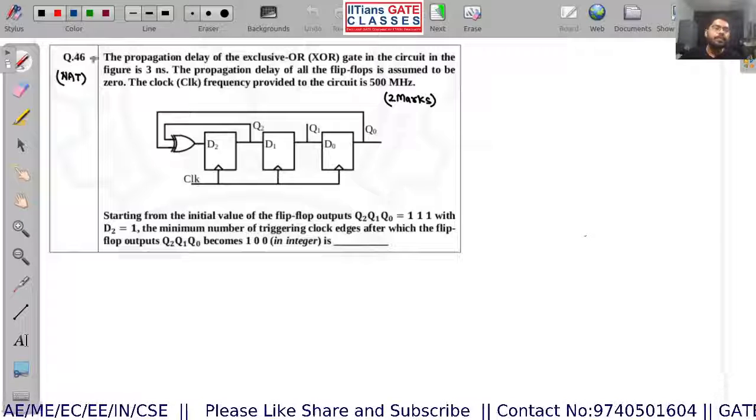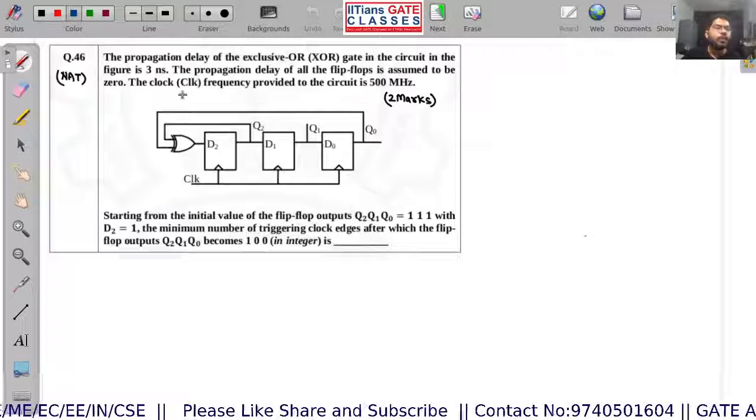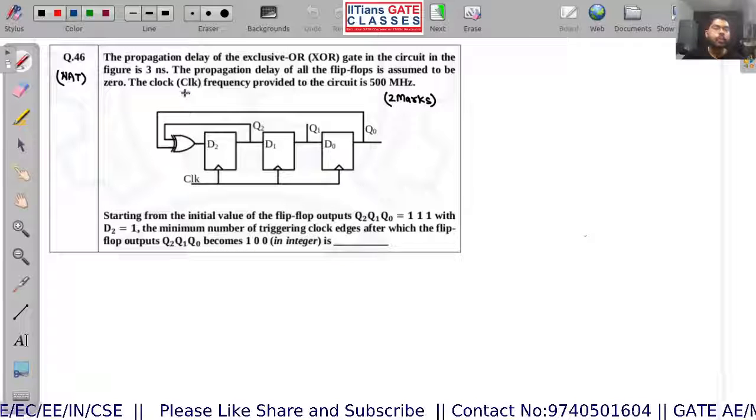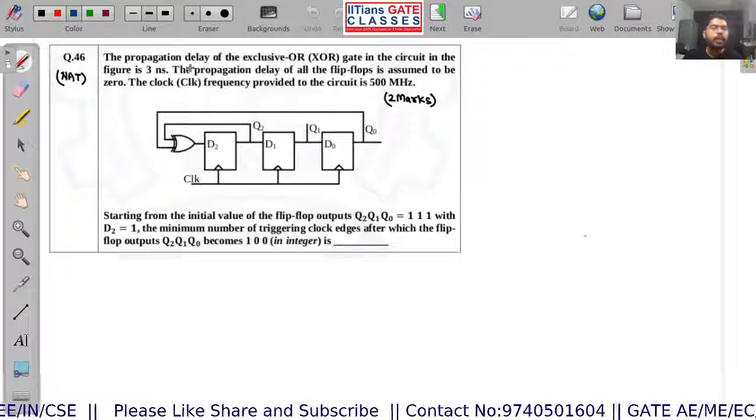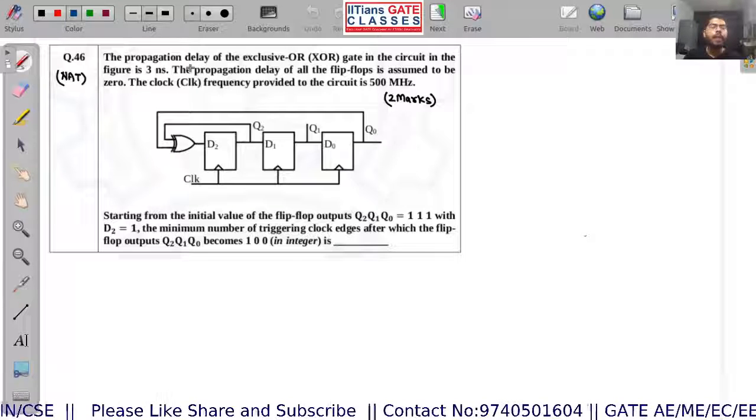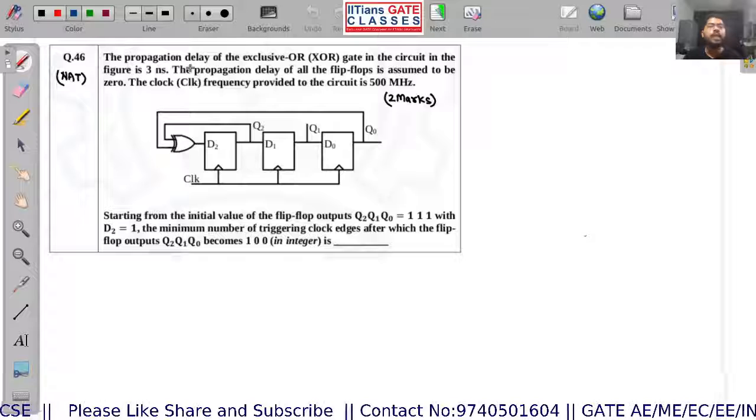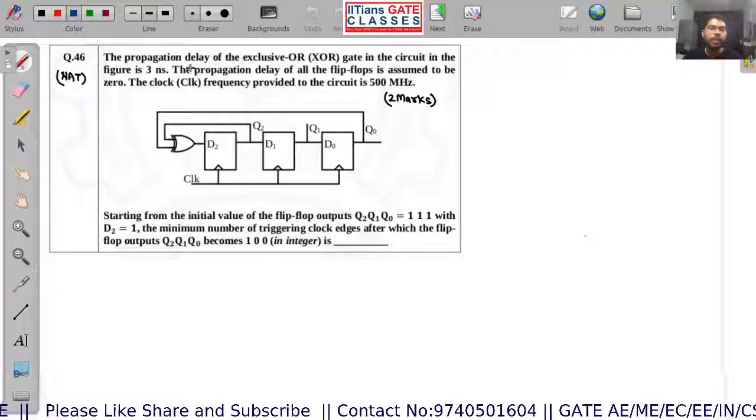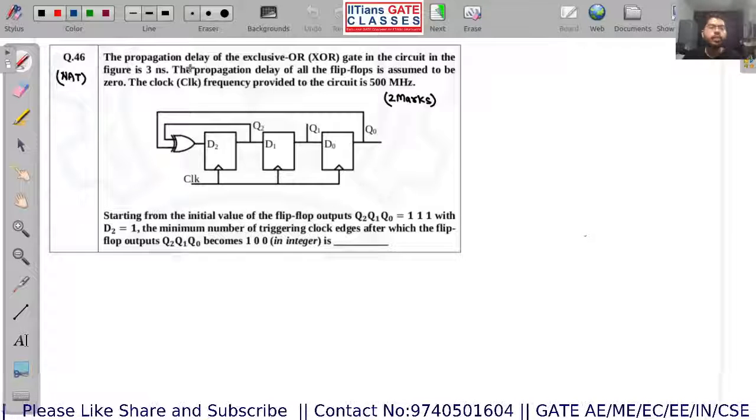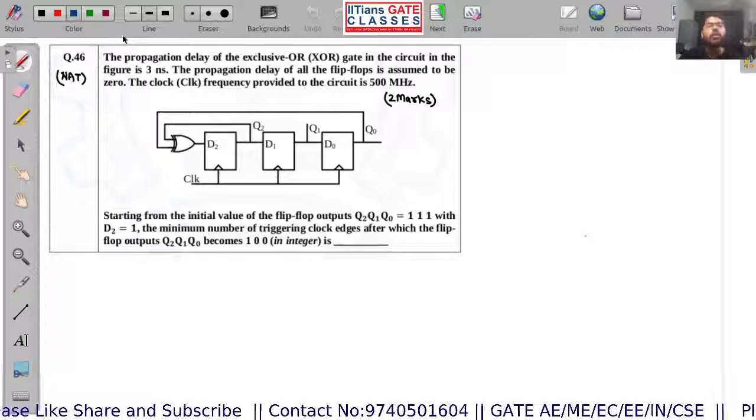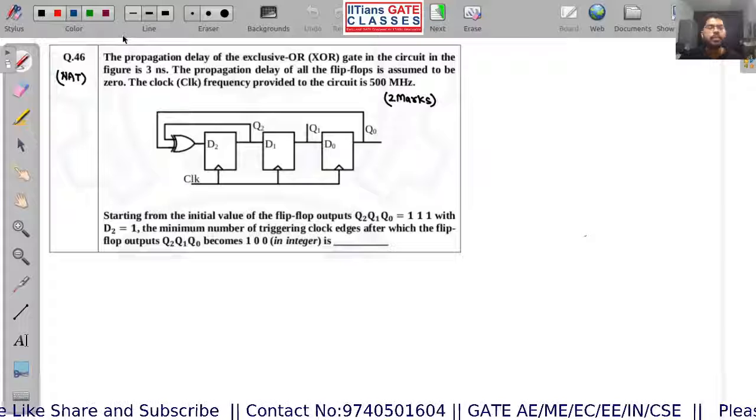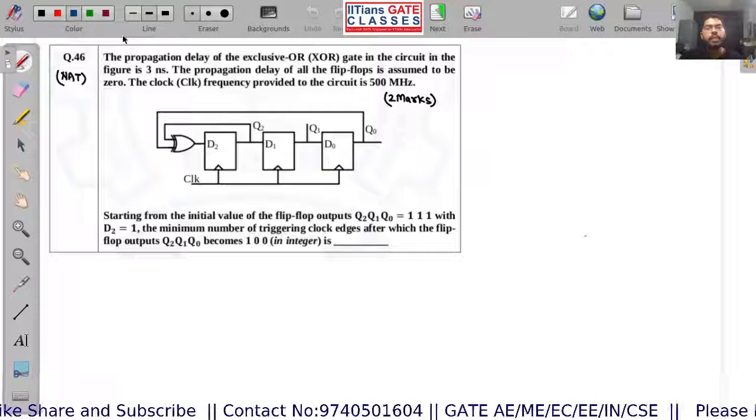So this was a very good question. Even people who did not have the concept, if they applied the normal procedure, they would have got the answer. So I will say this is a very, very good question. Let us solve this question first, and then I will tell you how, even if you did not have the concept of delay, you would get the same answer.